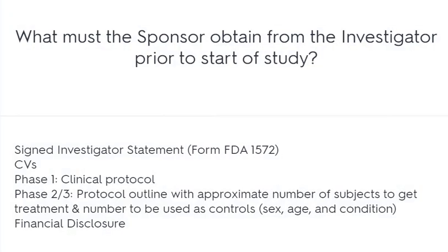What must the sponsor obtain from the investigator prior to the start of the study? Signed investigator statement. Phase 1: clinical protocol. Phase 2/3: protocol outline with approximate number of subjects to get treatment and number to be used as controls. Financial disclosure.